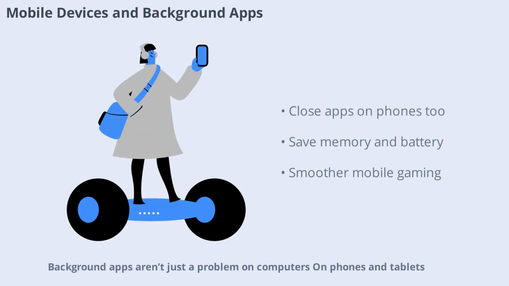Background apps aren't just a problem on computers. On phones and tablets, apps can also run in the background and use up memory and battery. Before you start a mobile game, close other apps to help your device run better. This can lead to smoother gameplay and longer battery life.